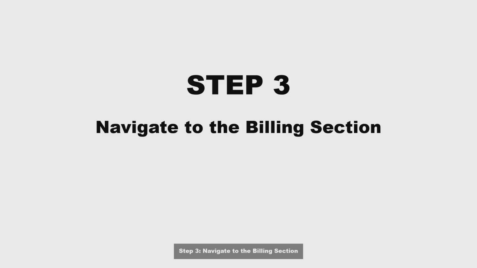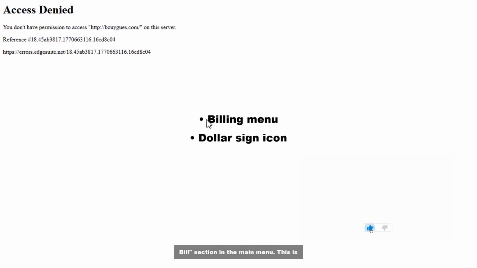Step 3. Navigate to the billing section. Once logged in, look for the billing or my bill section in the main menu. This is usually represented by a $ sign or a similar icon.